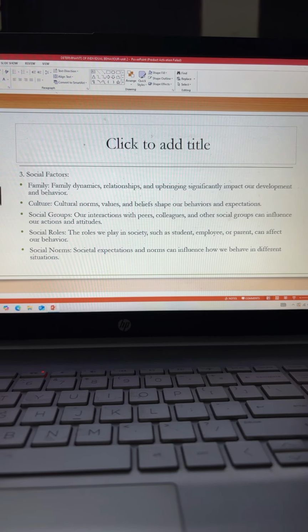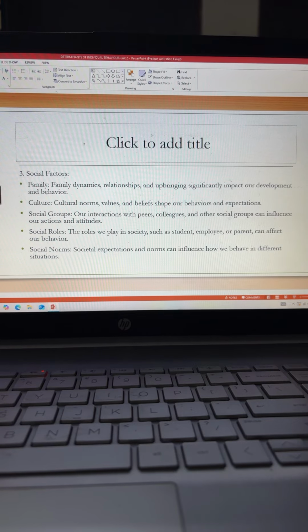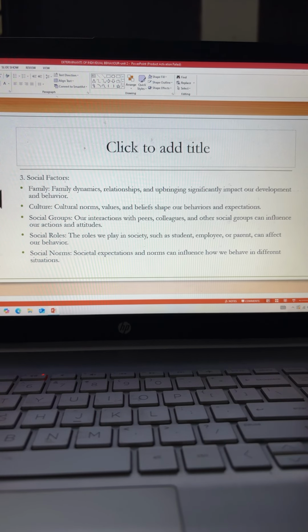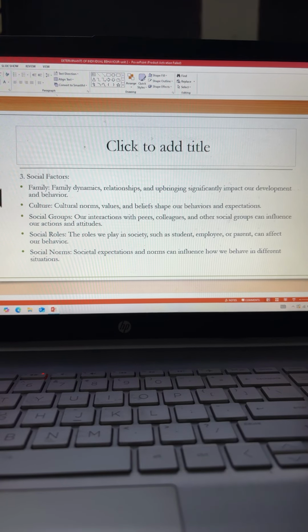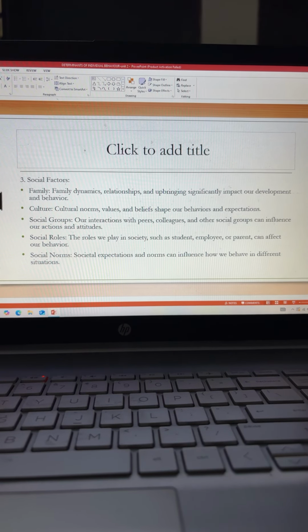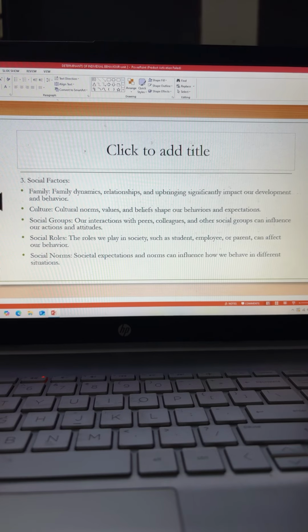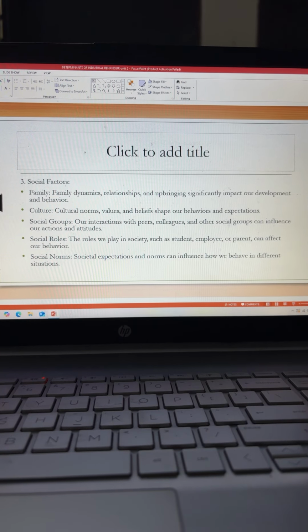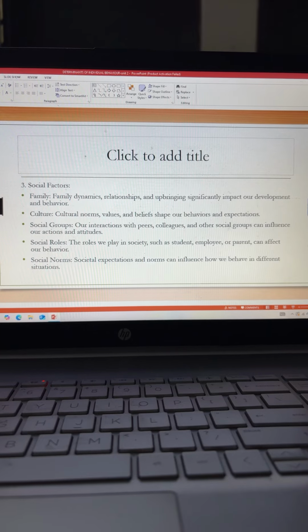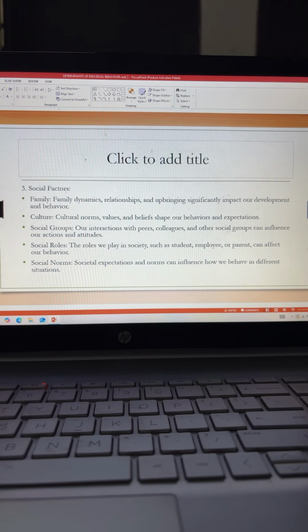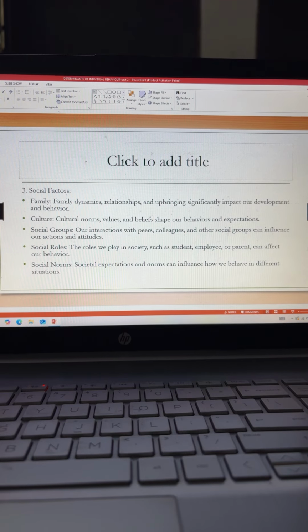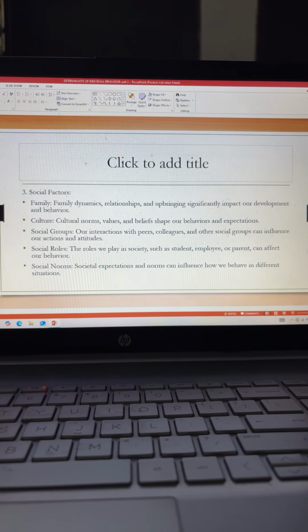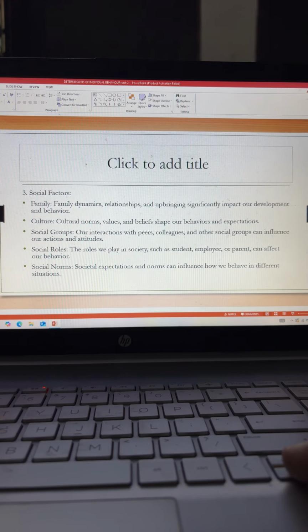Then there are the social factors. These social factors include family dynamics, relationships, and the upbringing of the individual. There are culture, norms, values, and beliefs that shape our behavior and expectations about human behavior. The social groups, that is our interaction with peers, colleagues, and other social groups, influence our behavior. The social role we play, that I am a student, an employee, or a parent. The social norm, that is the societal expectations, influences our behavior in certain situations.